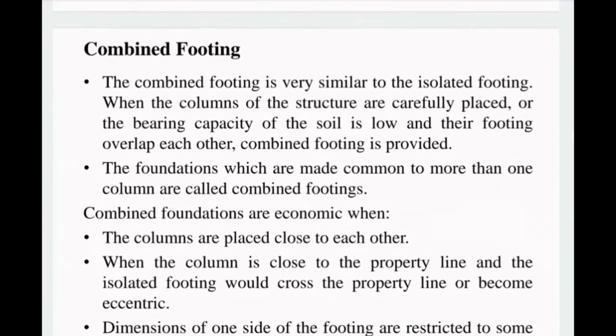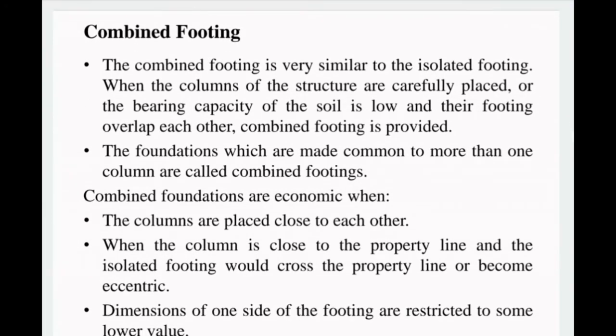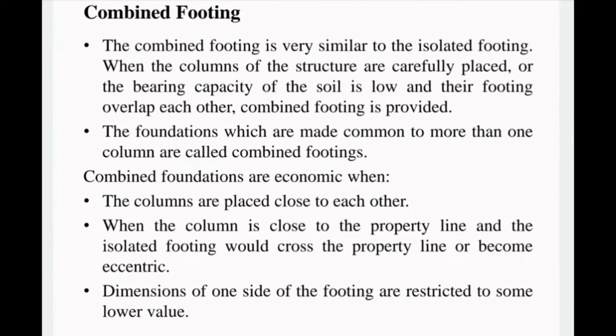Next, we are going to see about the combined footing. As from the name itself, we can know that when 2 footings are nearby, they are combined to each other. So this is known as the combined footing. It's very similar to the isolated footing. When the columns of the structure are closely placed or the bearing capacity of the soil is low and the footings overlap each other, combined footing is provided. So the foundation which is made common for more than one column is called a combined footing.